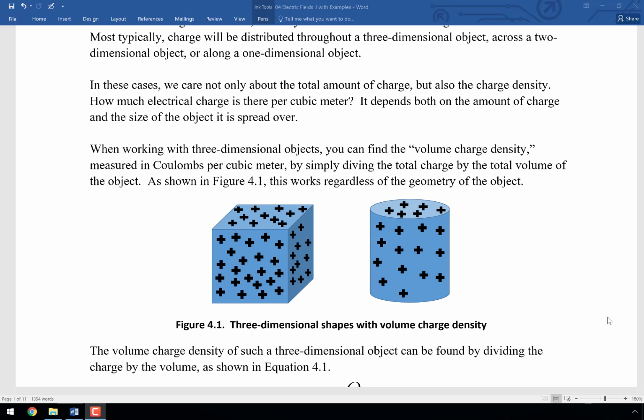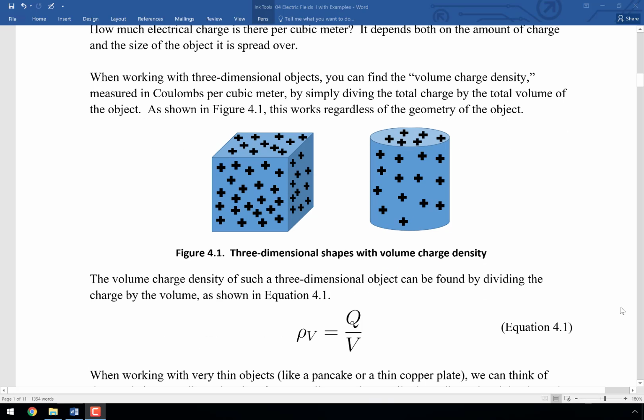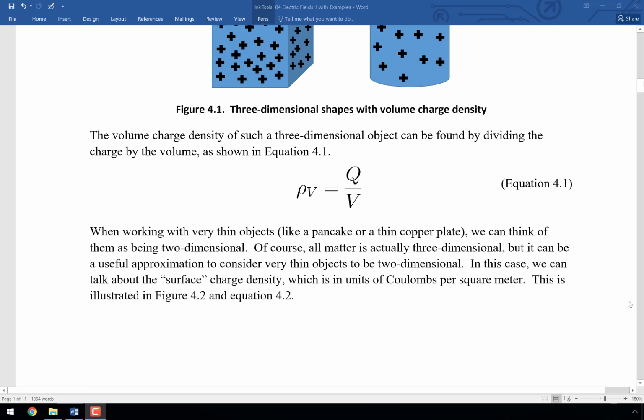So you can see here in figure 4.1, this is what it would look like if we had a three-dimensional region of charge, either a cube or a cylinder. We can represent the charge density of a three-dimensional charge as rho sub v. We will call that the volume charge density. It's Q, the total charge, divided by the volume. That's assuming, of course, that it's a uniform charge density, which we're going to assume for almost all of the examples we're going to use in this class. But just know that in reality, the charge density can vary from point to point.